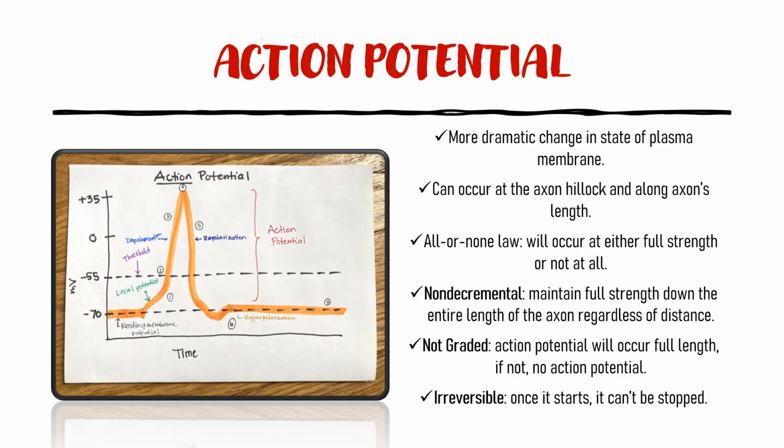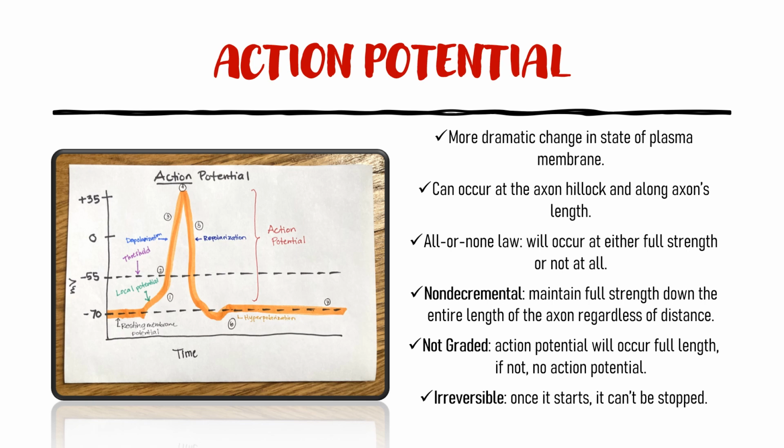The last potential is called the action potential. This occurs after the local potential, and this goes all the way through the axon. It has a more dramatic change in the state of the plasma membrane and can occur at the axon hillock and along the axon's length. It's an all-or-none law, which means it will occur at either full strength or not at all. So it's also non-decremental. It maintains full strength down the entire length of the axon regardless of distance. And it's not graded, meaning the action potential will occur full length, or there's no action potential at all.